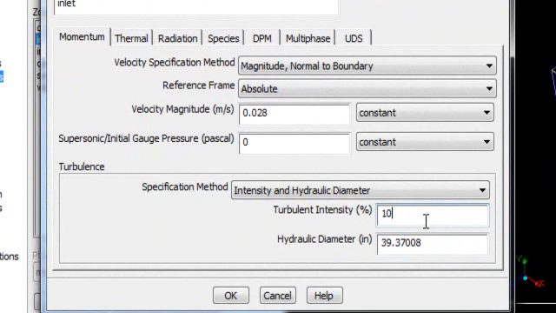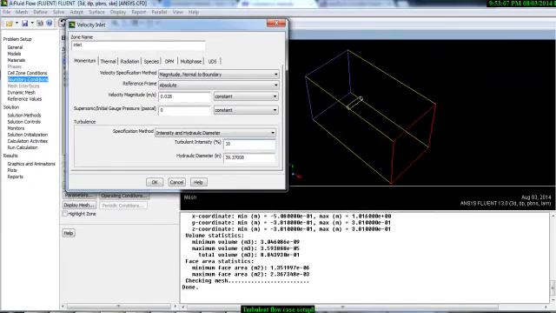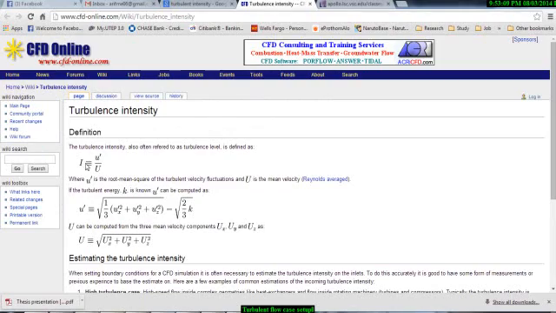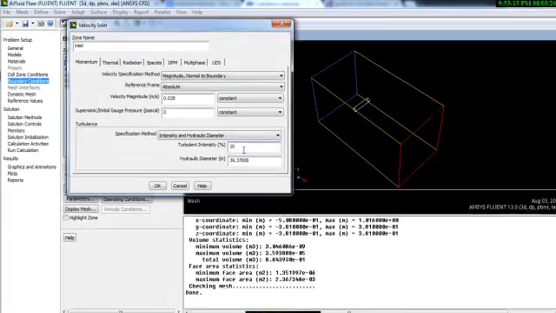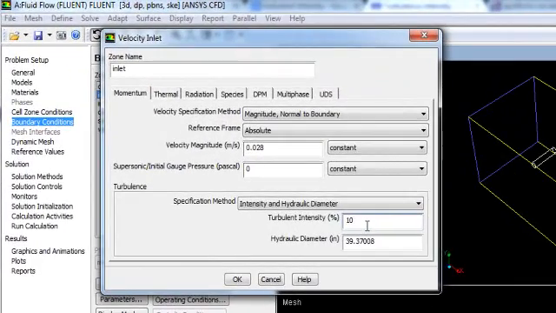So you can change this. If you have a very high turbulent flow, you can change the intensity. If you have a low turbulent flow, you can also reduce that intensity. But right now we are assuming that the turbulent intensity is 10%. You can calculate the turbulent intensity based on this formula here. So right now the turbulent intensity is 10% and the hydraulic diameter.